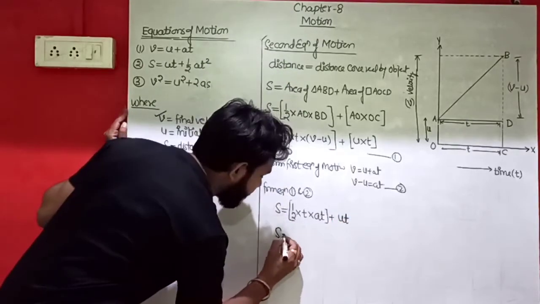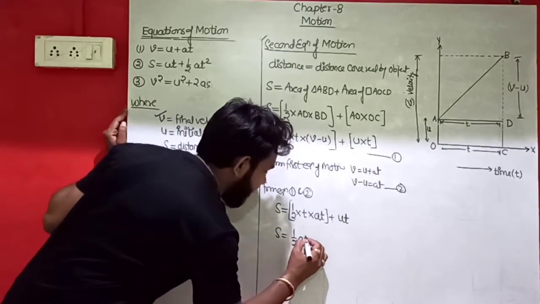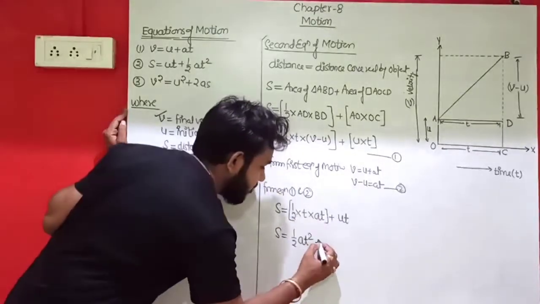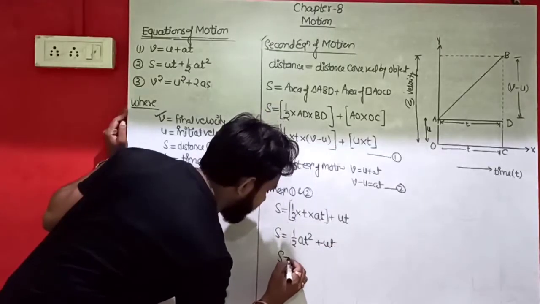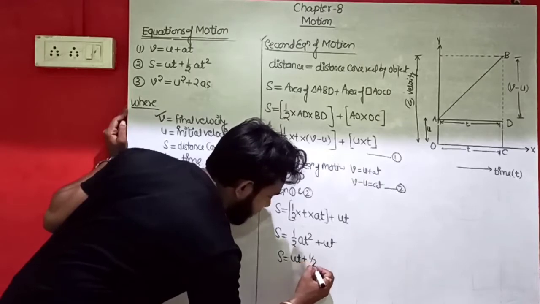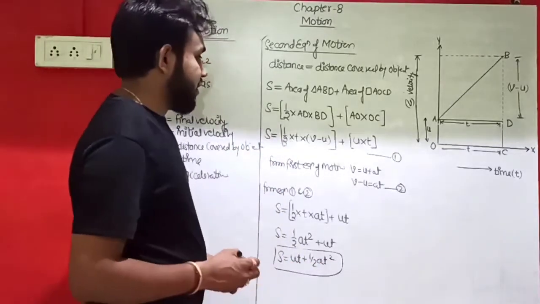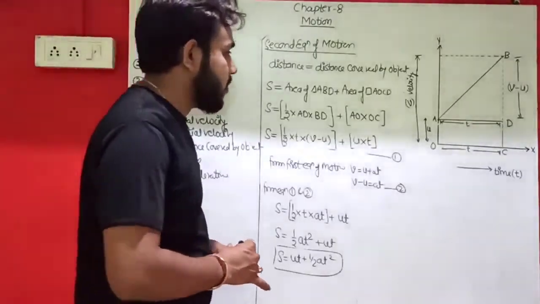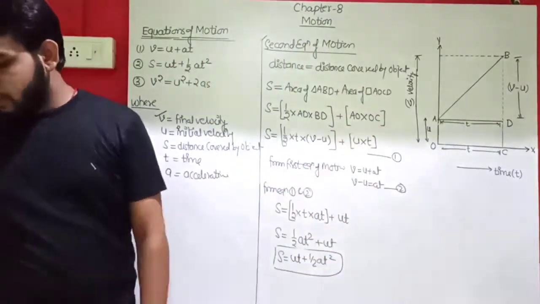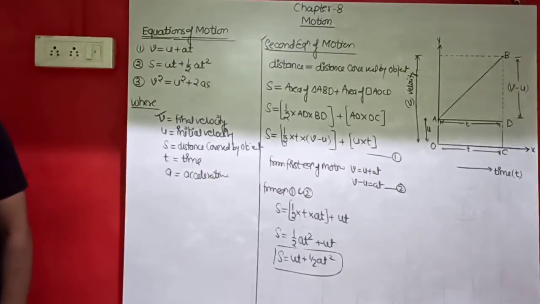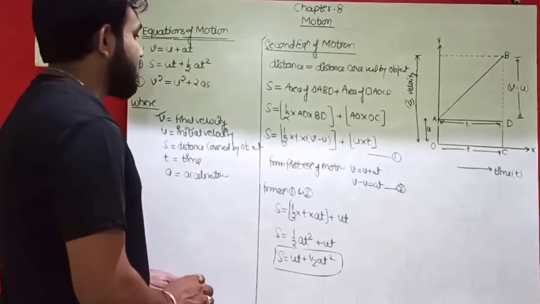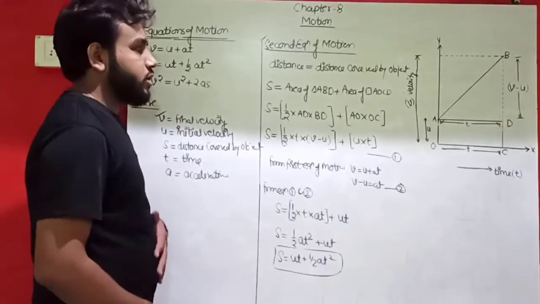Okay, now S equal to 1/2 AT, 2 times AT into T, so AT square, plus UT. So student, we can write this UT plus half AT square. So student, इस तरीके से हमने सेकंड इक्वेशन को ड्राइव कर लिया. Okay, fine, write down fast. Now we discuss third equations of motions.